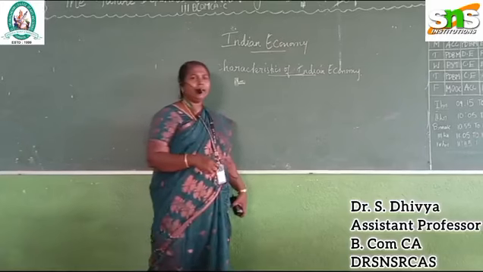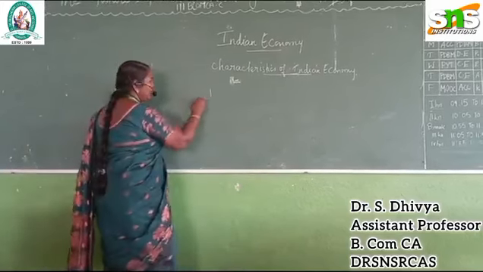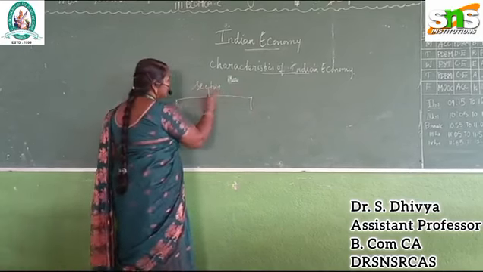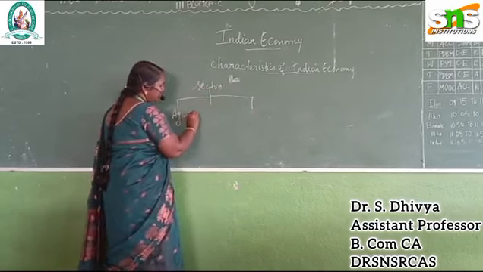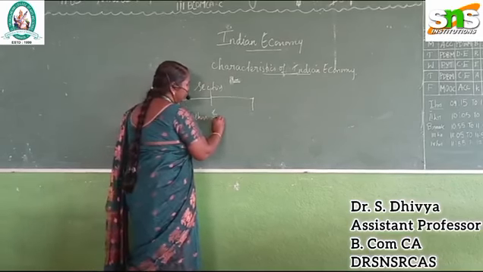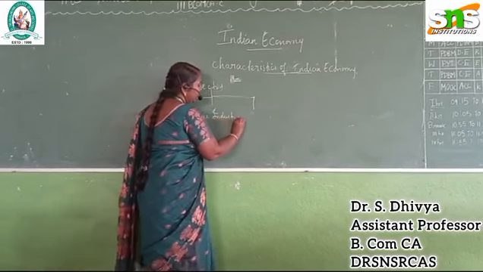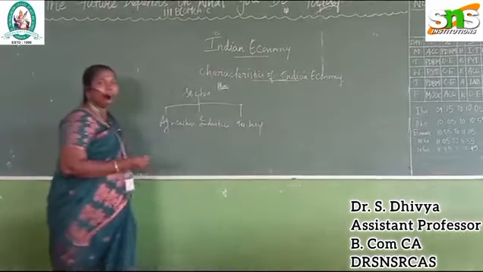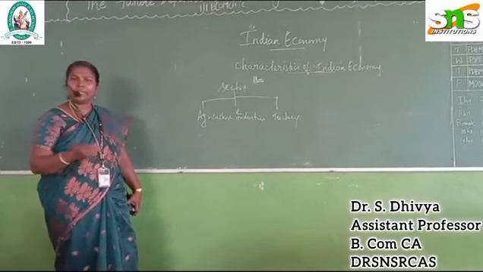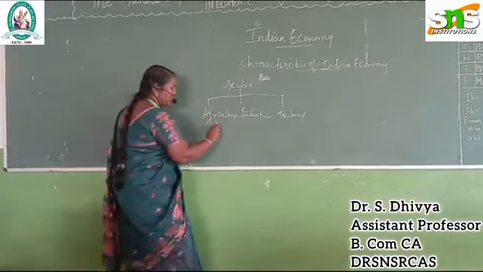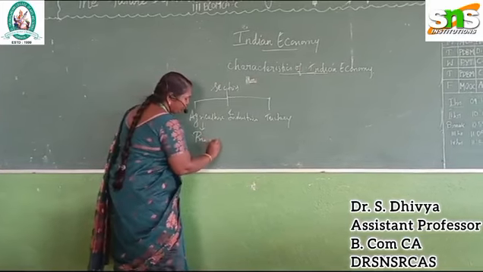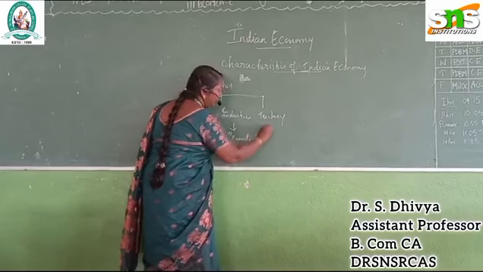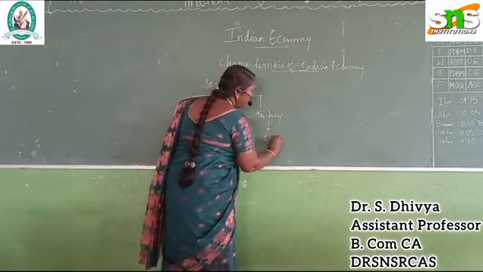Actually, India has three sectors. We can say India is dependent on three sectors: that is agriculture, second is industries, and it is the tertiary. That means we can divide India's sectors into three categories. It is a primary sector, industrial is the secondary sector, and tertiary we can say is the IT sector.